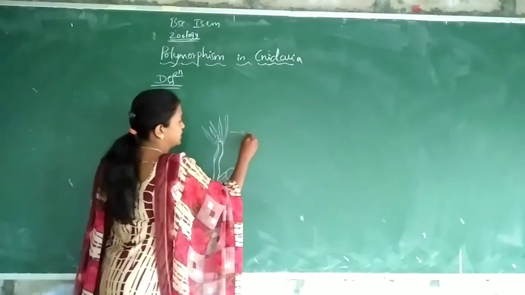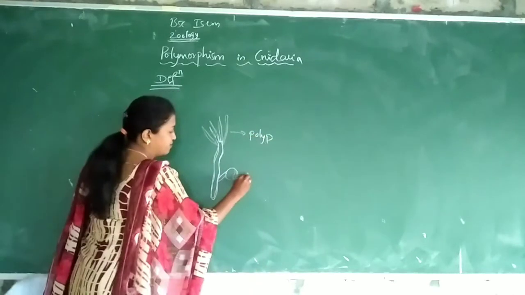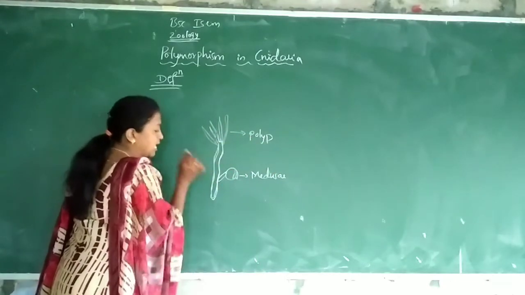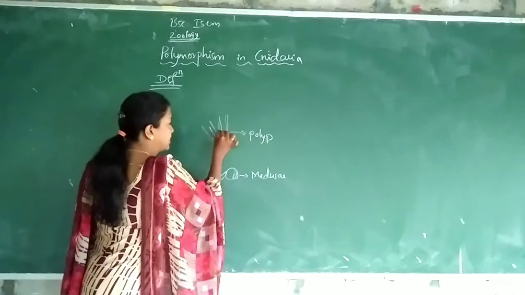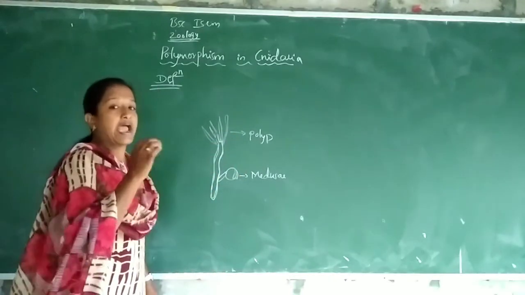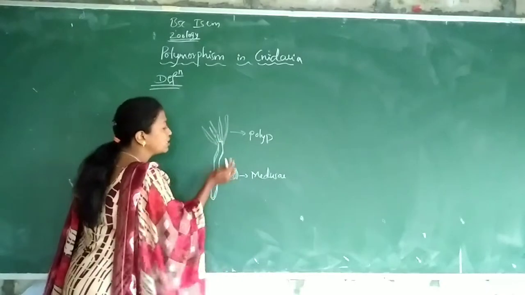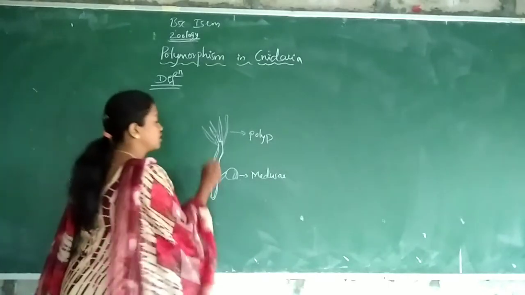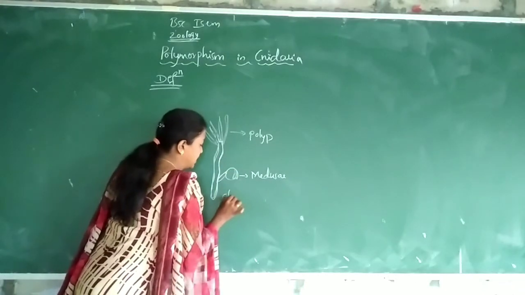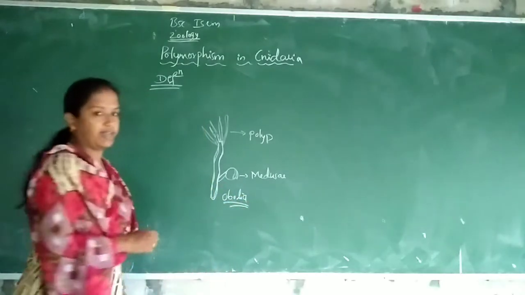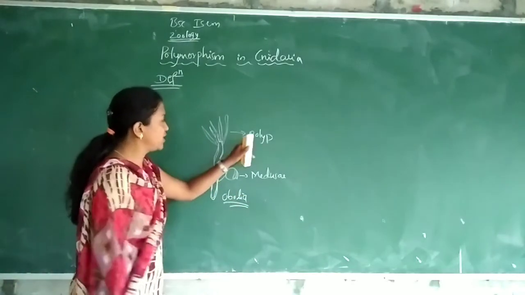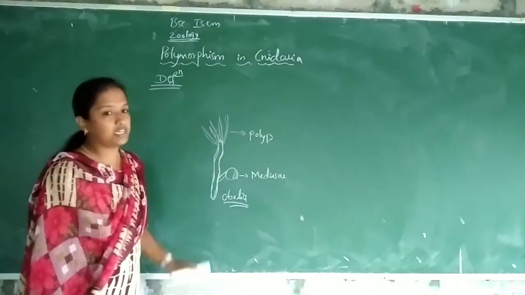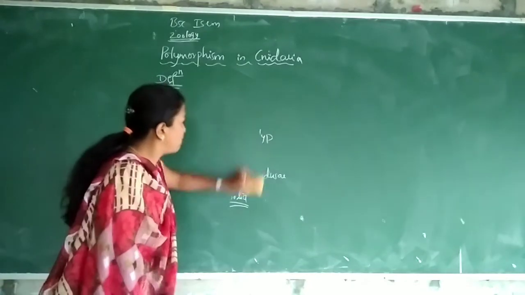For example, polyp and medusae. These both are formed in a single species. The same species is having two different individuals, and these perform different functions. That is the meaning of polymorphism. The example we have to know is Obelia. Obelia is the example of polymorphism. Obelia has two different types of individuals of the same species, performing different functions.